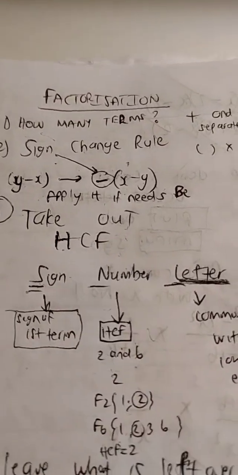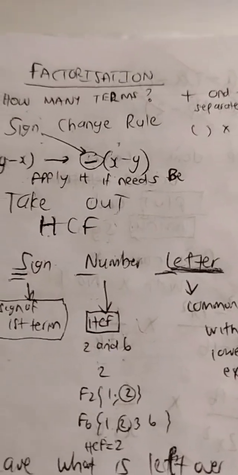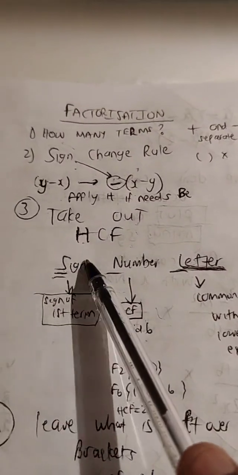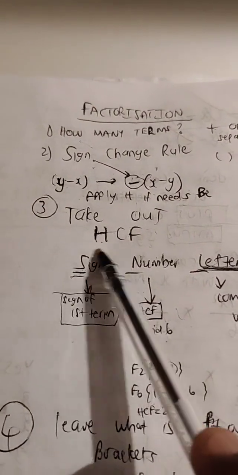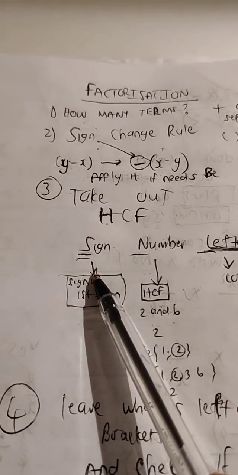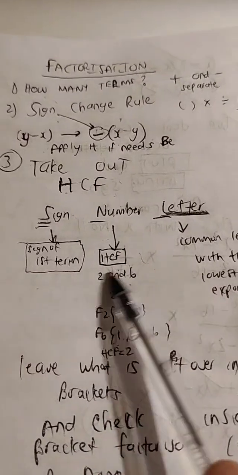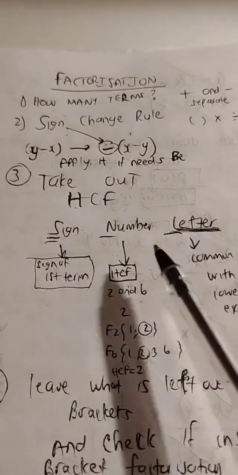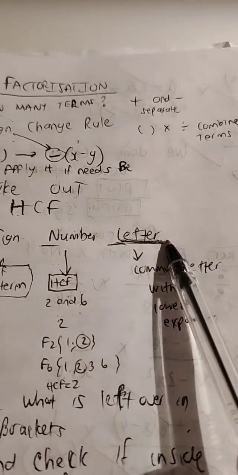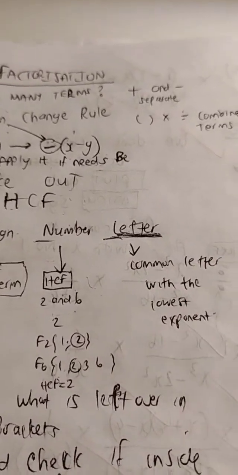A factor, guys, is simply a number that goes into another number without leaving a remainder. All right, so that's a highest common factor, and we identify such according to the sign, which is usually the sign of the first term in our expression that is given to us, number, which is usually the highest common factor between the two numbers, the numbers that are present for the terms that we are given, letter, the letters of the alphabet that are attached to the number.